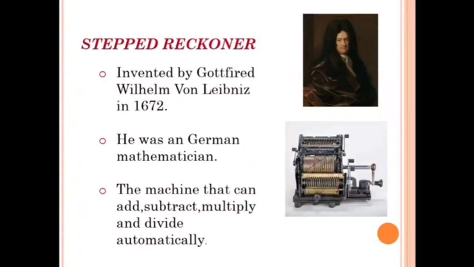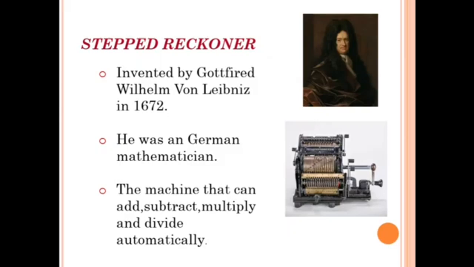So our next topic is the stepped rectangle, and it was invented by Gottfried Wilhelm von Leibniz. He was a German mathematician, and it was introduced in the year 1672. It is a machine that can add, subtract, multiply and divide automatically. So it could only do these operations.